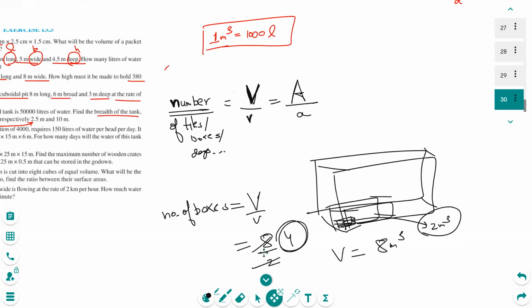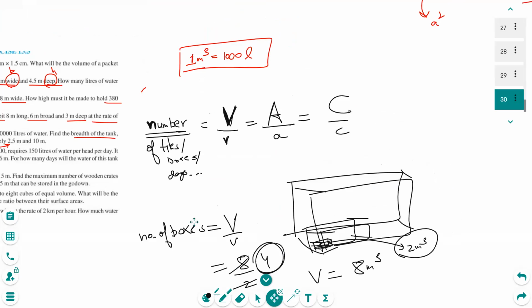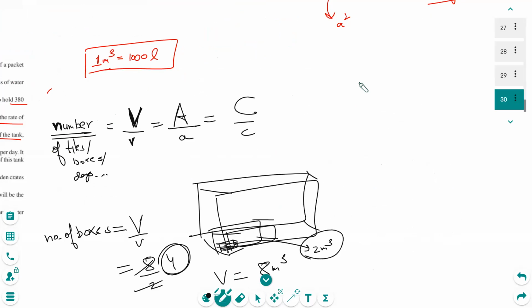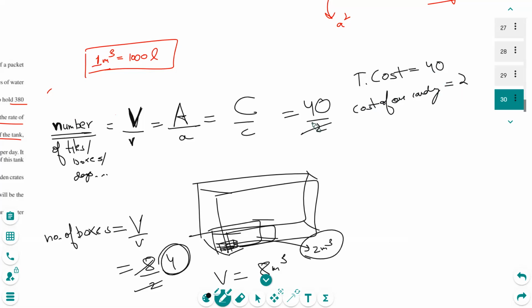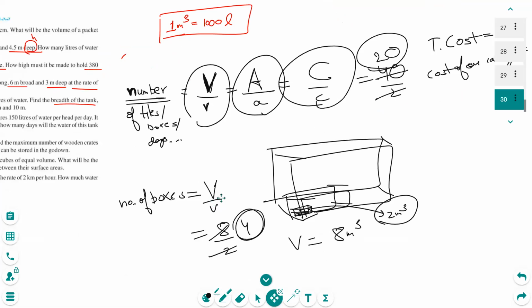This concept applies everywhere, even in real life, right? Suppose you went out to buy candies, and the total cost you had for the candies was 40 rupees, and the cost of one candy was 2 rupees. So how many candies did you buy? 20 candies. So this happens in real life as well. This kind of formula goes everywhere. Is that okay? Yes or no?